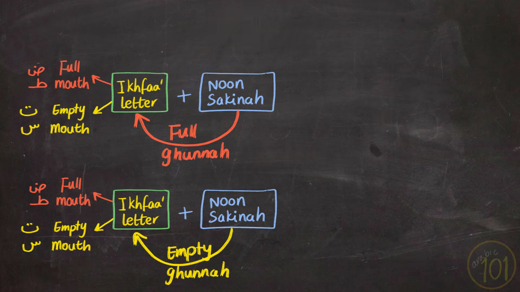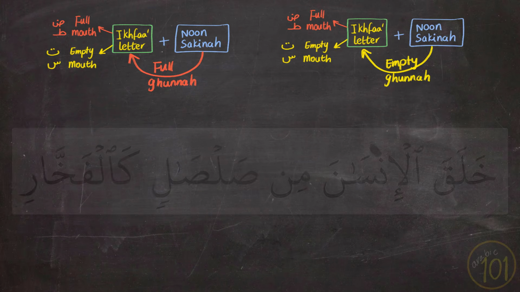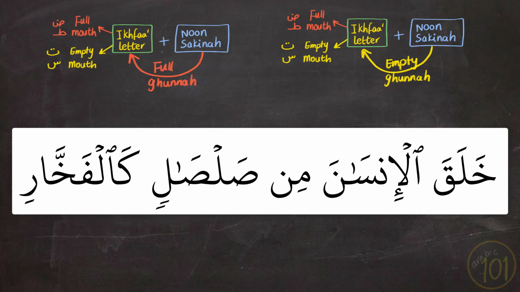In order to understand this even better, let us consider the following example. This example contains 3 cases of ikhfa. First one in this word, and the second one right here, and the third one right here. And for the sake of demonstrating the mistake, I will pronounce all 3 ghunnahs in the same way, and then I will pronounce it properly to hear the difference.